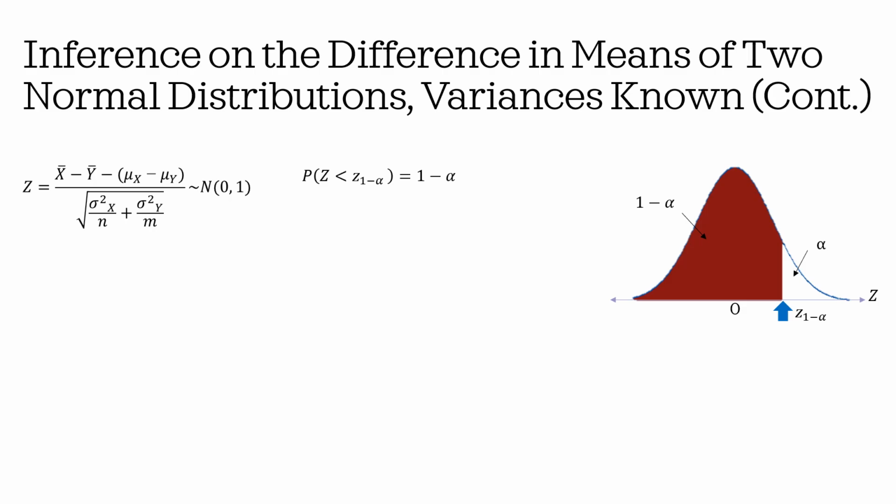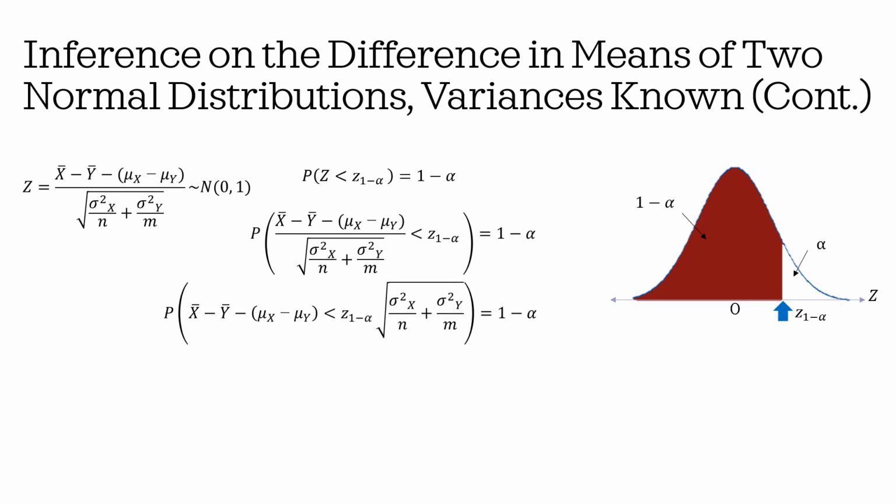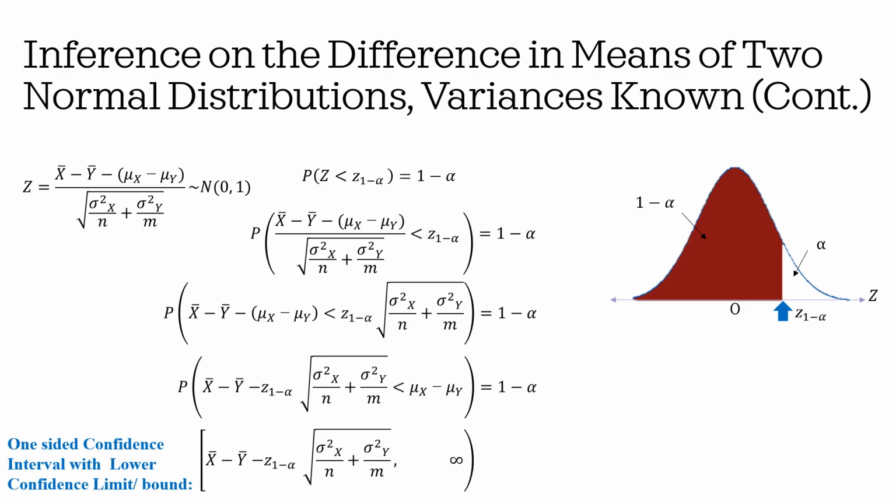As this equation should work for any standard normal random variable, we can use our normal statistic here. Similar to our steps in developing the two-sided confidence interval, we multiply both sides inside the parentheses with square root of sigma square of x over n plus sigma square of y over m to remove the denominator, subtract x bar minus y bar and multiply both sides by a negative 1. Doing these actions helps us to define a lower bound around the difference in population means.